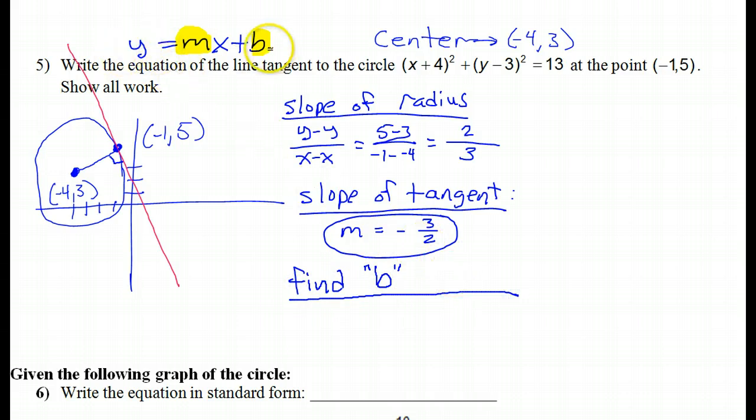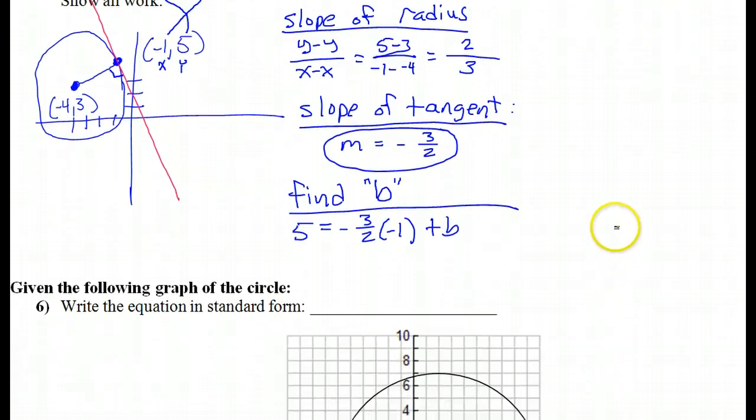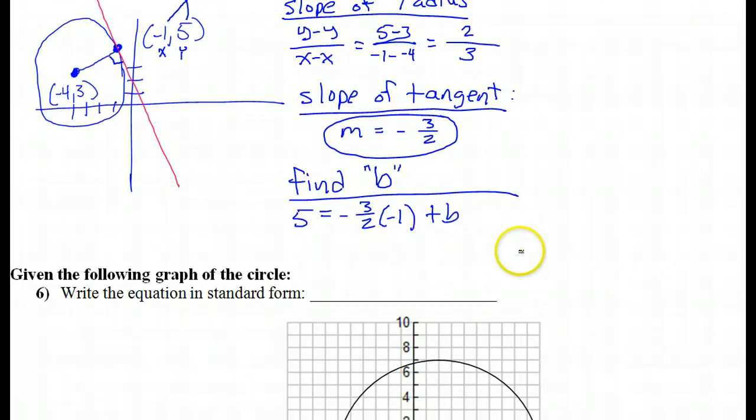Now, looking at y equals mx plus b, they gave us a point on the line, negative 1, comma 5. So this negative 1 is our x, and this 5 is our y, because it's always x, y, right? So if I plug those in where they go, that's going to give me 5 equals, now the m, we just found that slope, so that's negative 3 over 2, and then the x is negative 1, plus b. So I should be able to find b pretty easily.